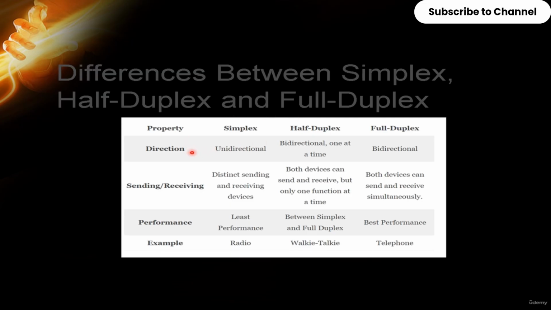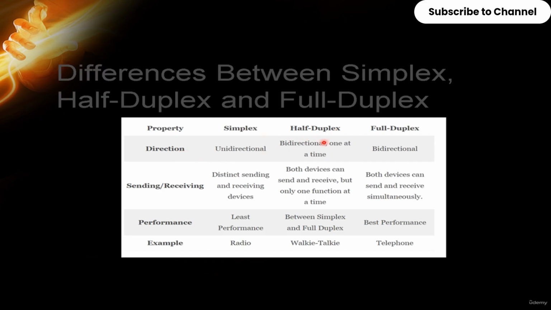Next, we'll go through quick differences or characteristics of simplex, half duplex, and full duplex communication. In terms of direction, simplex communication is unidirectional, and sending and receiving we already saw. At one time only one side can send. Its performance is very poor, the least performance. An example is radio communication.